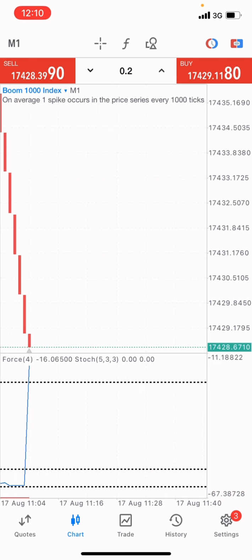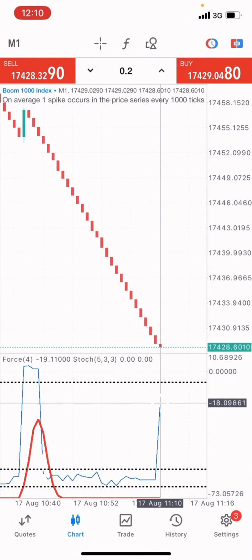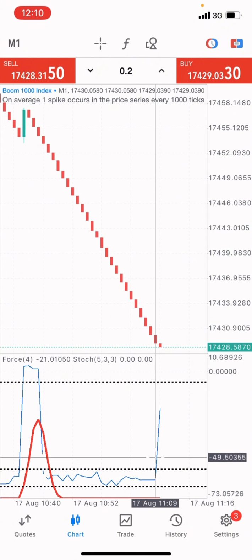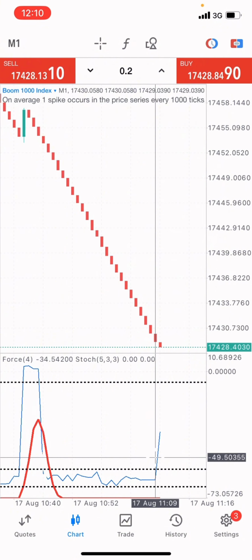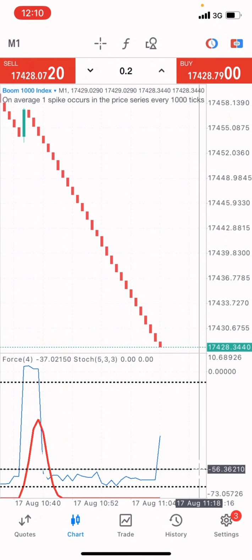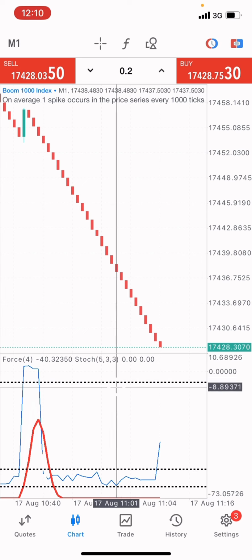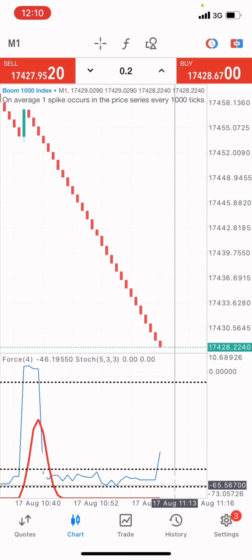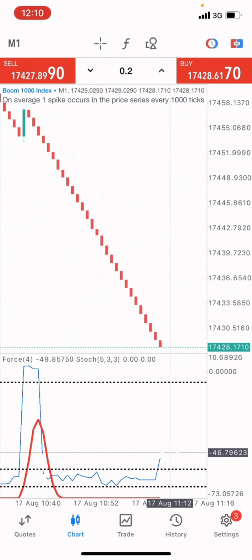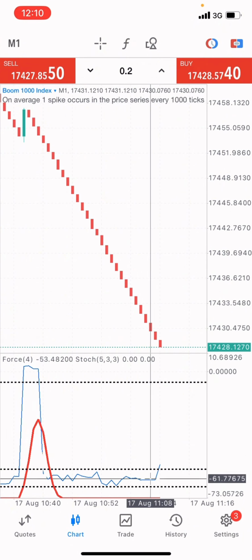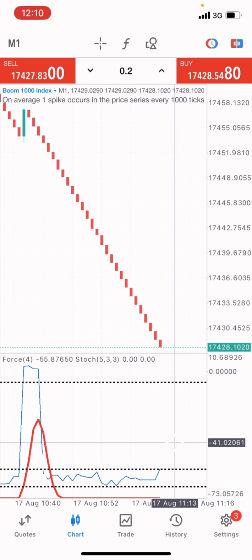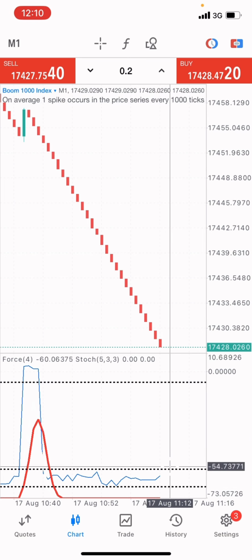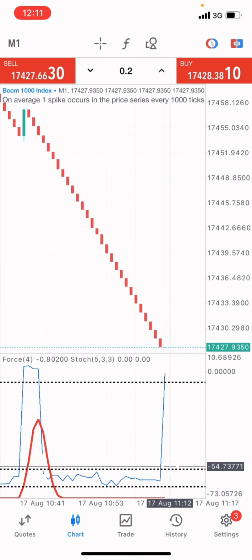Now take a look at this point right here. This is the Forex index line. Whenever the spike wants to come into the market, this Forex index will spike up above the level of 20. Now this right here is the level of 20, this line right here is 80, and this last one is 8. So whenever there's a spike coming into the market, this Forex index will spike above the level of 20, all the time.